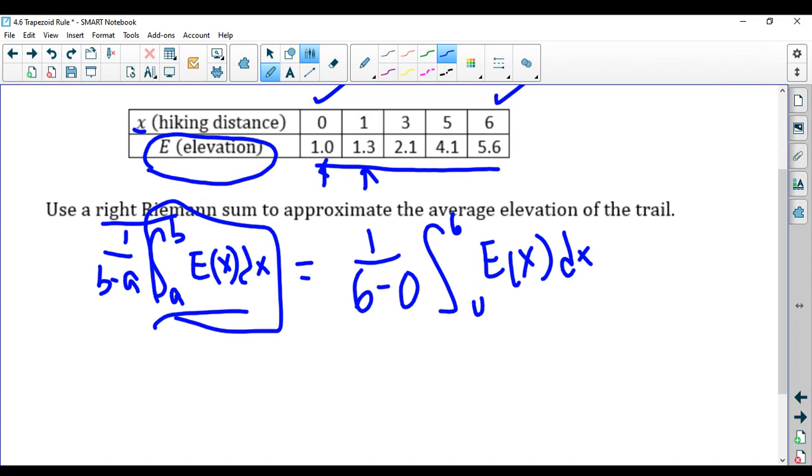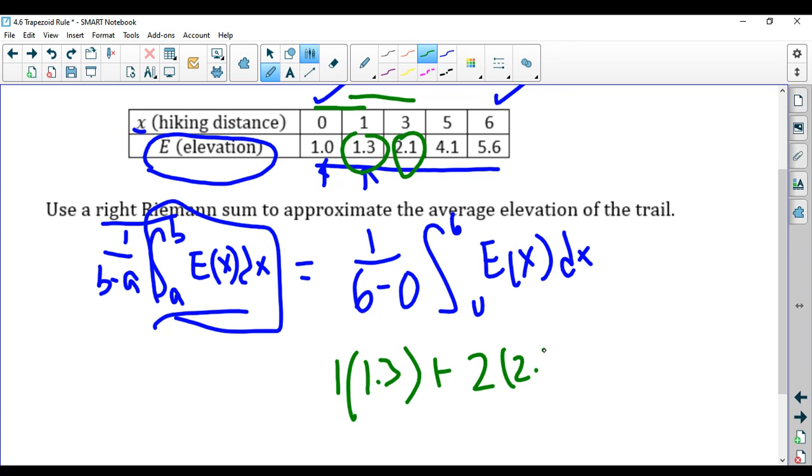And if you need to draw the rectangles, I'm not going to draw the rectangles. If you want me to request it, I will gladly do that. But the first rectangle, the width is 1. The height would be 1.3, the right endpoint, plus the second rectangle, which is right here. The length is 2, or width, whatever you want to call it. The right height is 2.1, and so on.